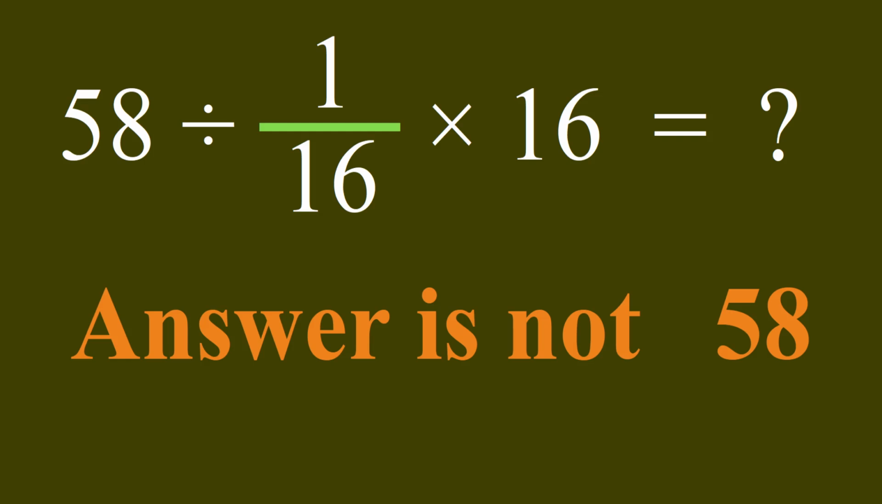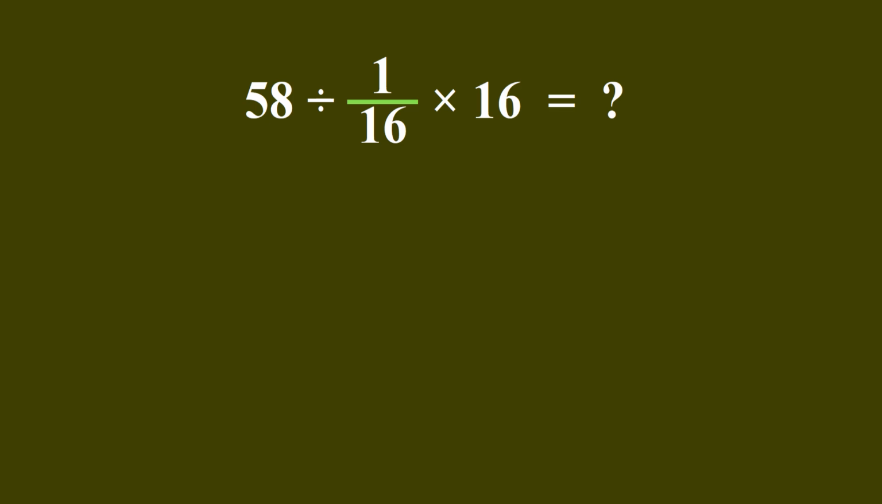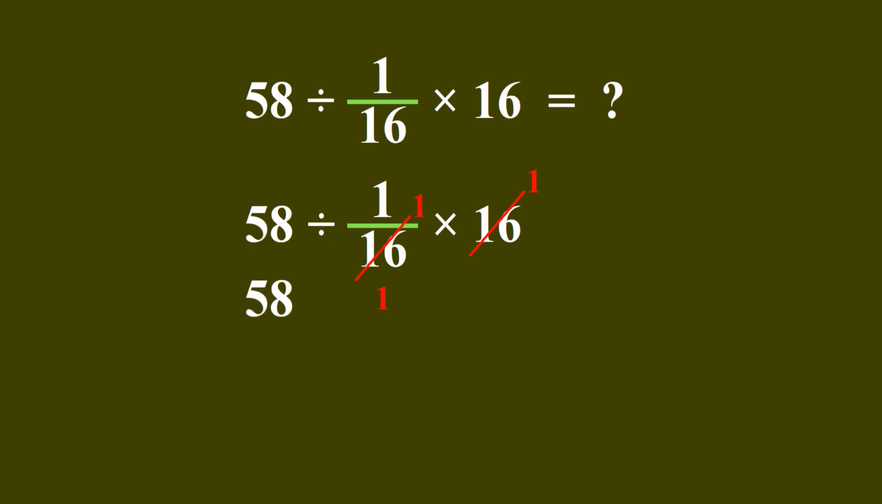In this casual video, we wanted to find the value of this expression: 58 divided by 1 over 16, then times 16. Let's go and start solving the problem. We have 16 divided by 16, which equals 1. So here we have just 1, and 58 divided by 1 equals 58.